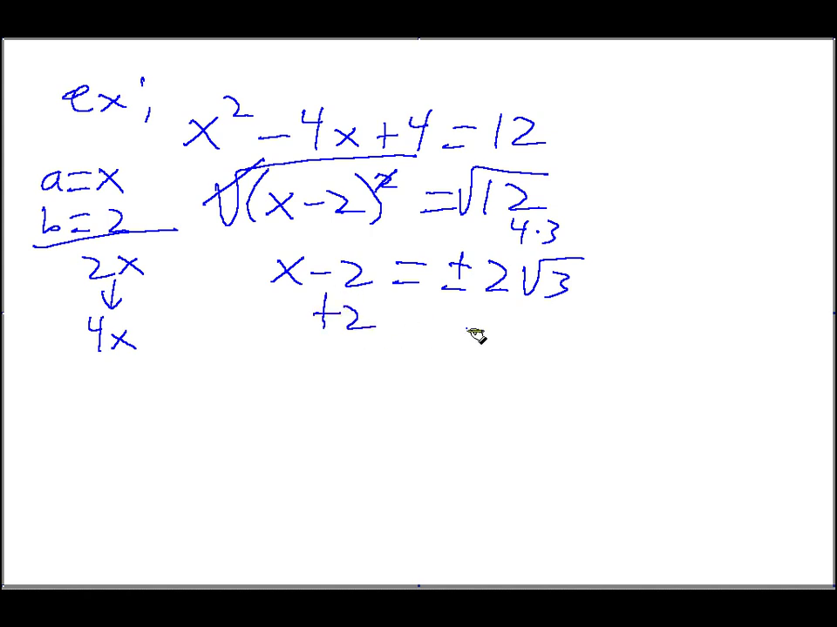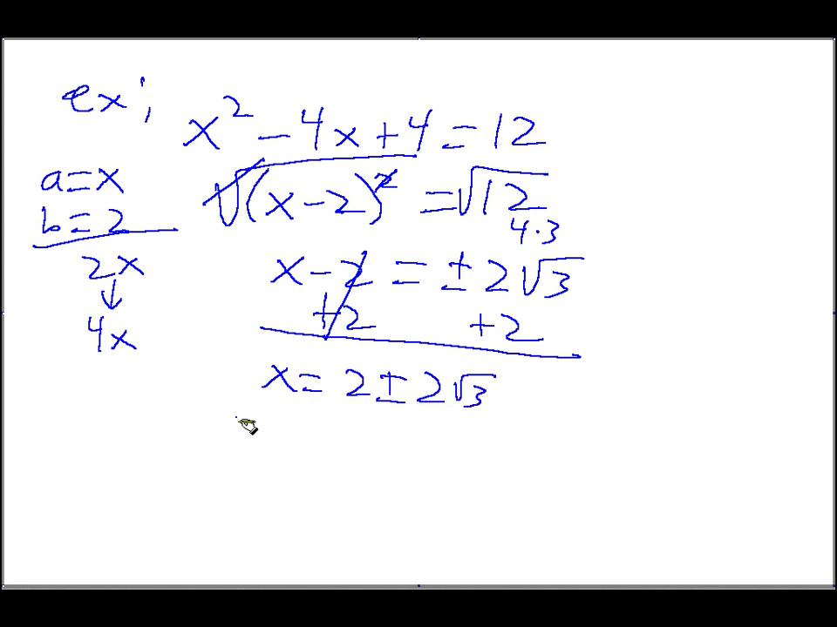Alright? Then I'm going to add 2 to both sides to finish this problem off. So therefore x is equal to what? 2 plus or minus 2 radical 3. Are you with me on that? Alright? Let's do one more here. So again, if this left-hand side is a perfect square, I can factor it that way and then apply the same technique I used in the last section to finish solving it. Make sure we see that.